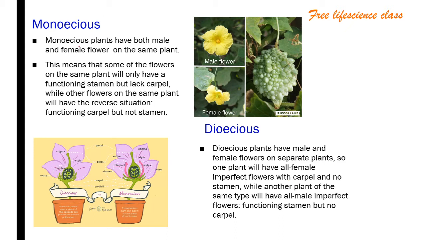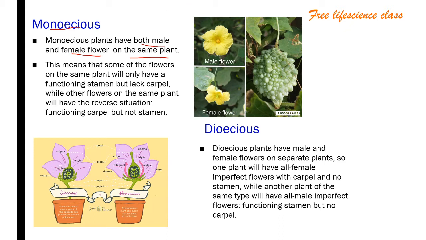So monoecious plants have both male and female flowers on the same plant, not in the same flower. Okay, not in the same flower. That means bisexual flowers consist of both male and female parts in the same flower. But in the case of monoecious, it means a plant consists of both male and female flowers but not in the same flower.